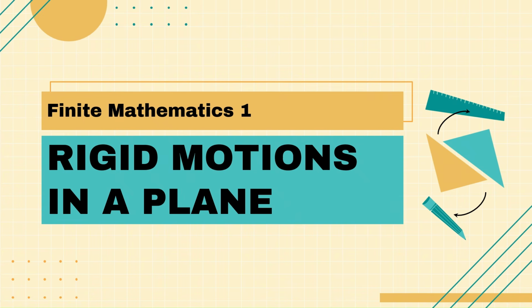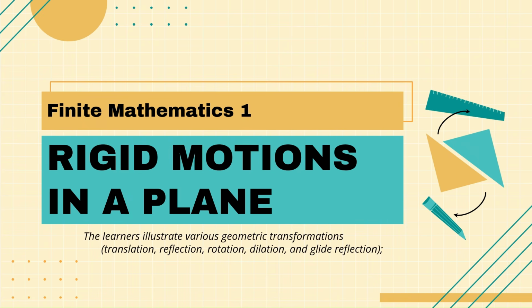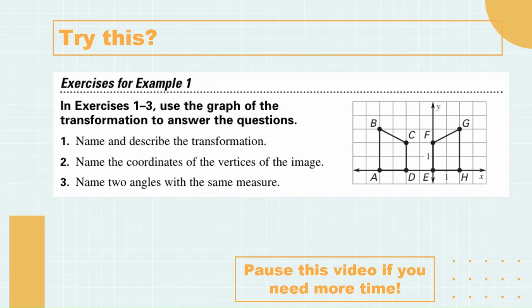So to summarize, a transformation is basically a movement of a figure in a plane. And we have two types of transformation. We have the rigid motion and the non-rigid motion. When we say rigid motion, it's a transformation that preserves the size and the shape. We have 4 types of rigid motion, namely translation, rotation, reflection, and glide reflection. And there's only one non-rigid motion, which is dilation.